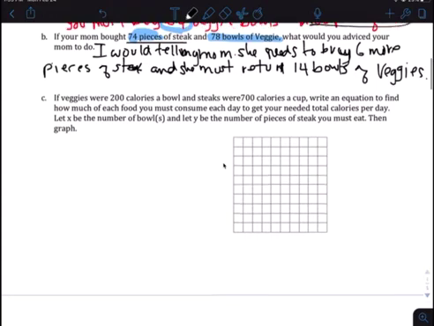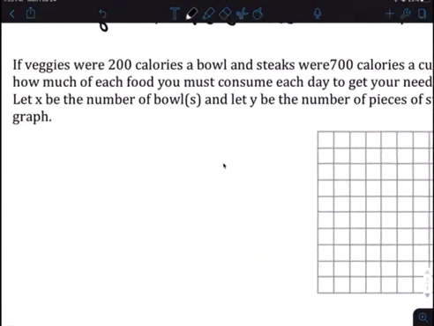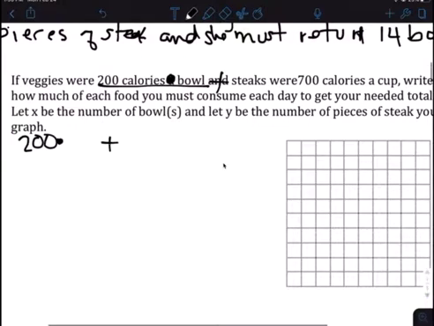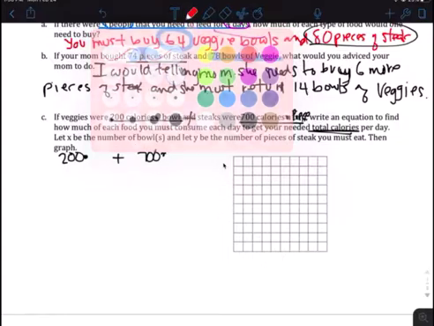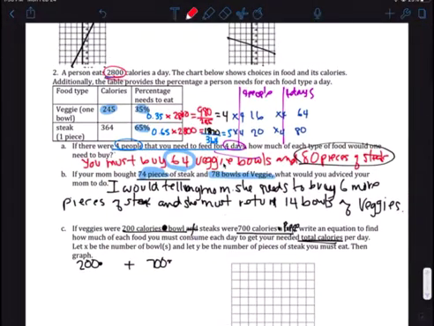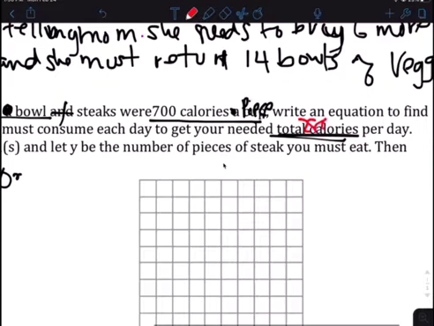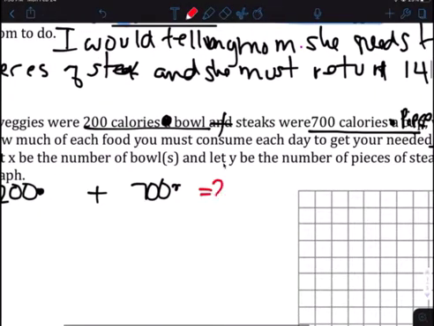Okay, now say a veggie bowl were 200 calories a bowl, and steaks were 700 calories a piece. It should be piece here. So 700 times the number of pieces. Write an equation to find how much of each food you must consume each day to get your needed total calories per day. Your needed calories for a day, in this problem, is 2,800. So that has to equal 2,800.